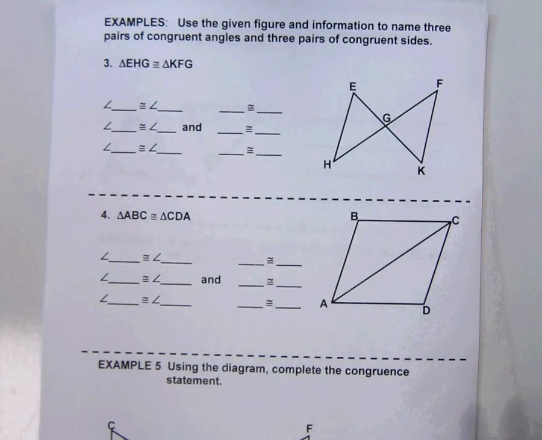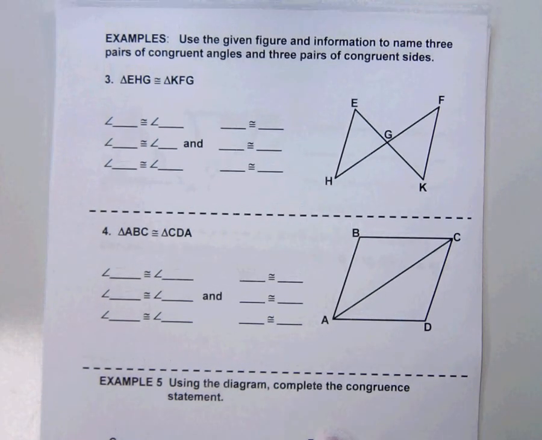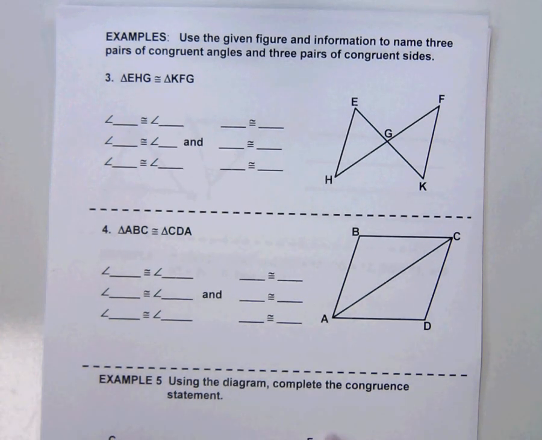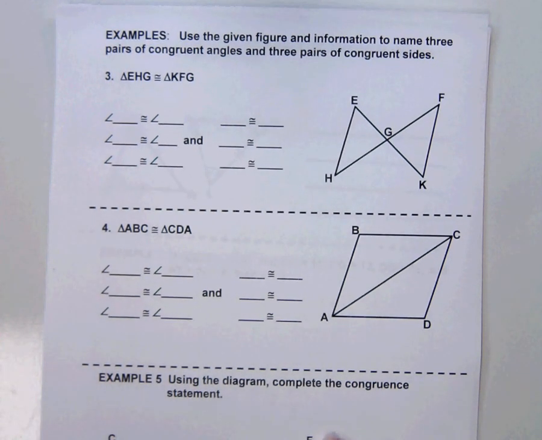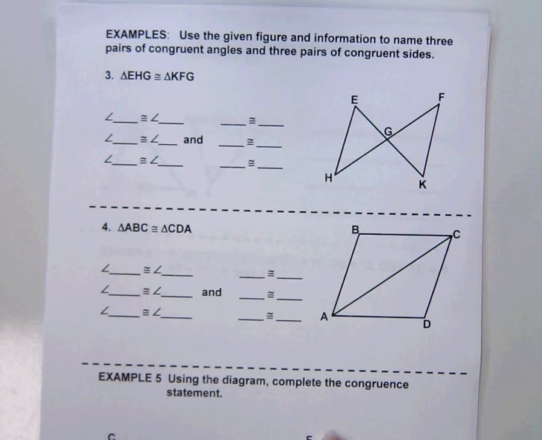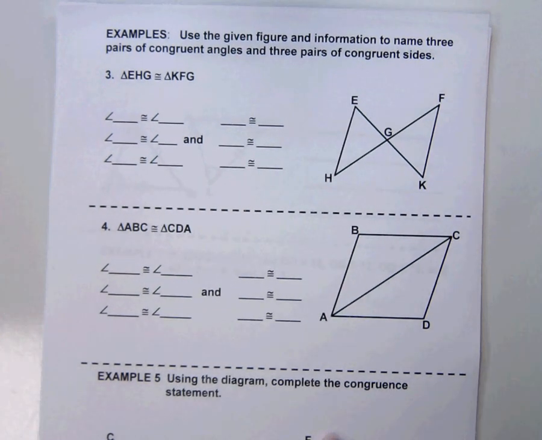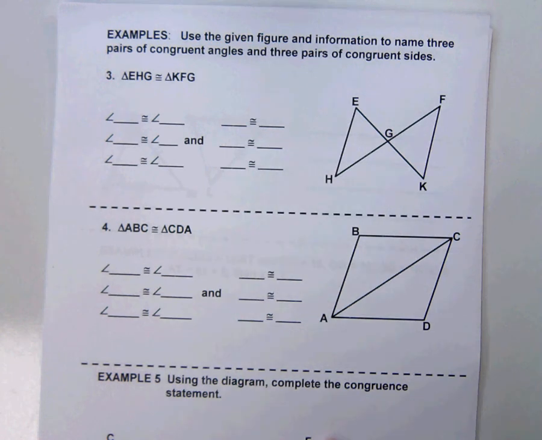Alright, page 2. We're on examples 3 and 4. On example 3, it says use the given figure and information to name 3 pairs of congruent angles and 3 pairs of congruent sides. You really actually don't need the picture because you have the congruent statement.